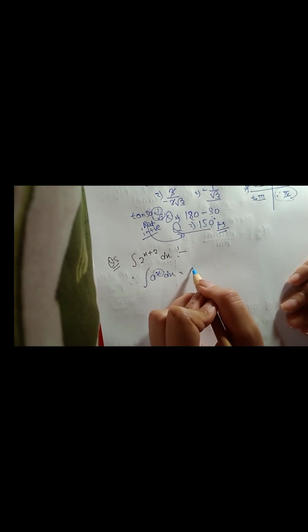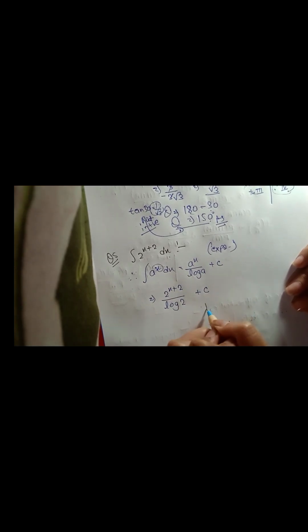Okay, this is the last MCQ question for today's video: integration of 2 to the power x plus 2 dx. We know the formula for the exponential form, which is integration of a to the power x dx equals a to the power x by log of a plus c. Now we put in the values where a is equal to 2 while the x is x plus 2. So we get 2 to the power x plus 2 by log of 2 plus c.